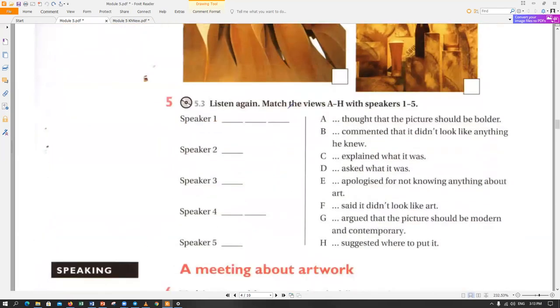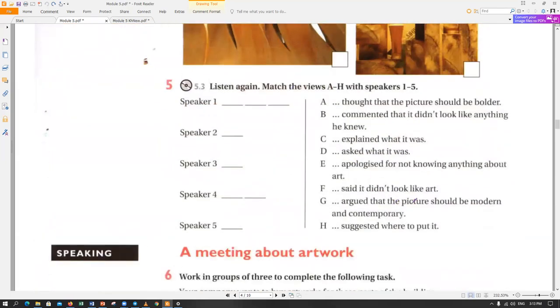And exercise 5. Listen again, match the views A to H with speakers 1 to 5.